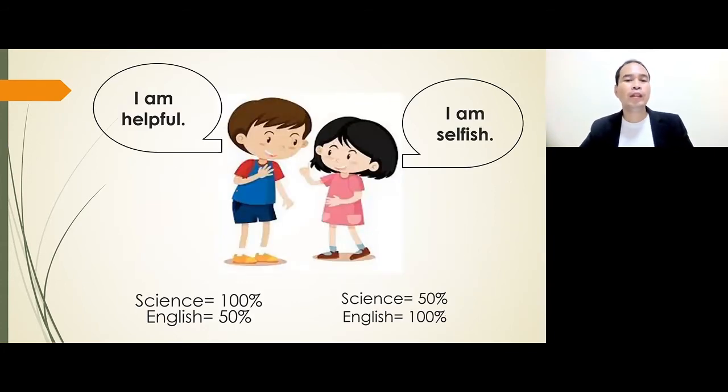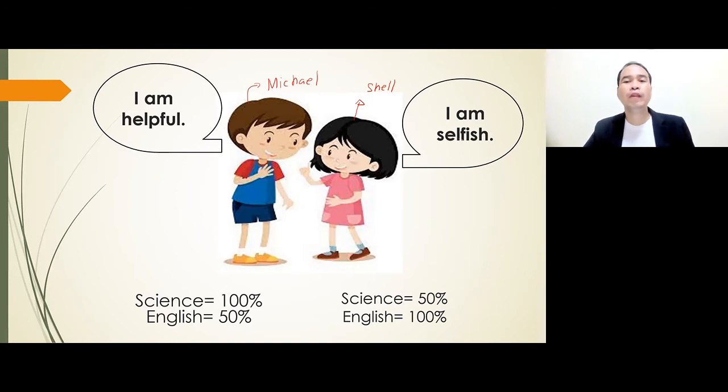So we have two students here. Let's name this one Michael, and let's name this girl Shell in short. Shell is selfish, and Michael is a very helpful student. So let's look at their scores. Michael got 100% in science. However, in English, he got only 50%. Shell got 50% in science, and in English, she got 100%.